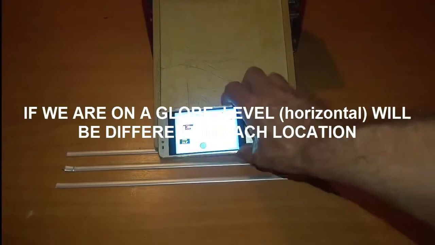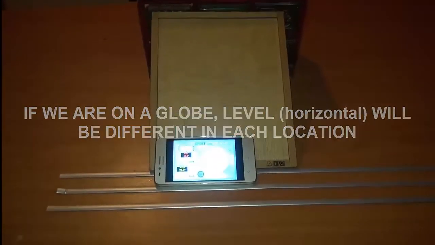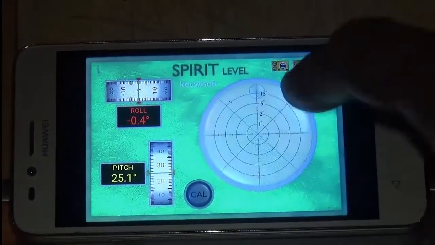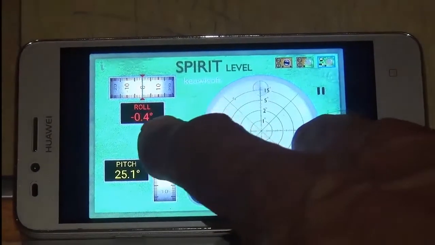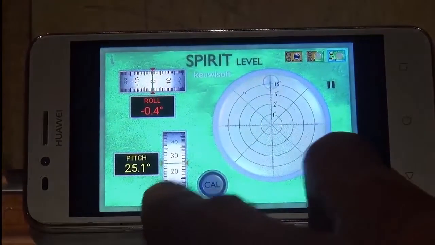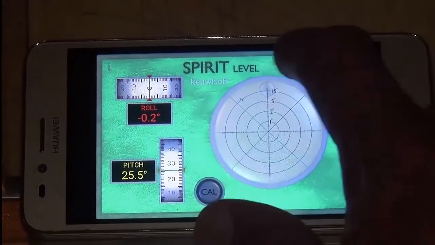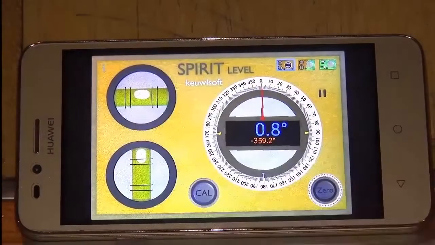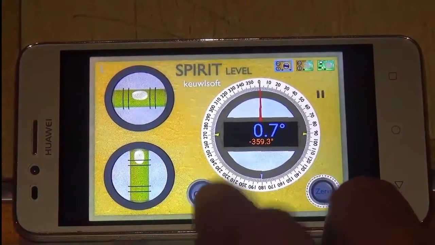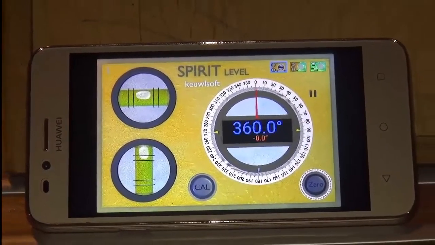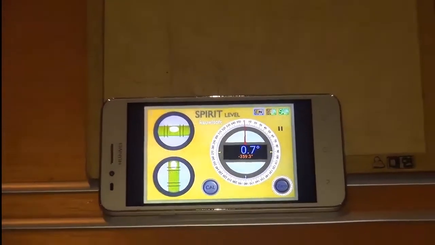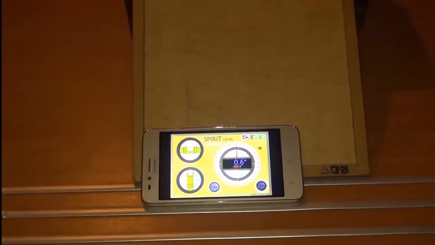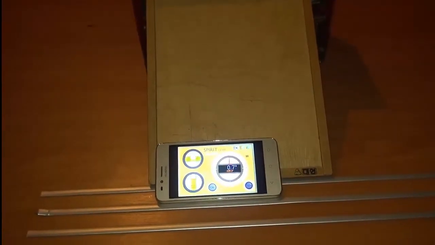So what we're going to do is put it on the slope here, and you can see that it knows it's on a slope. The bubble's up here, the roll is still 0, but the pitch is 25 plus degrees. And on the traditional view, this bubble is right up here and this one's still level. So we can calibrate this to make it believe that this slope is a flat, level, horizontal surface.